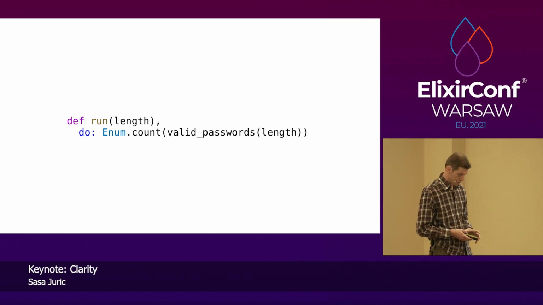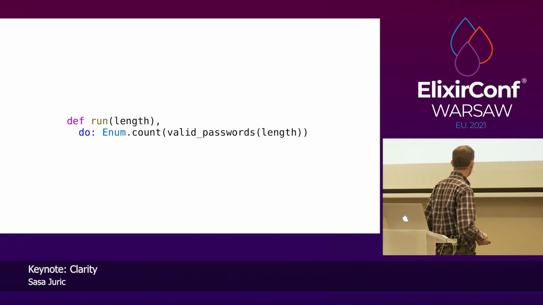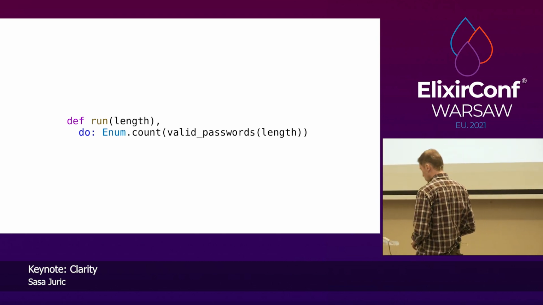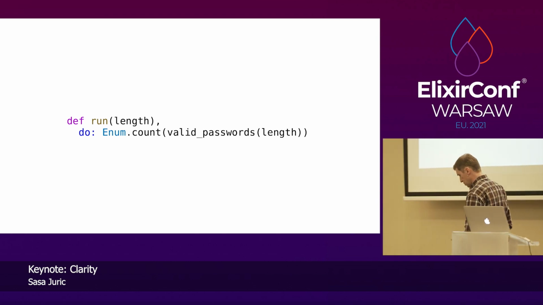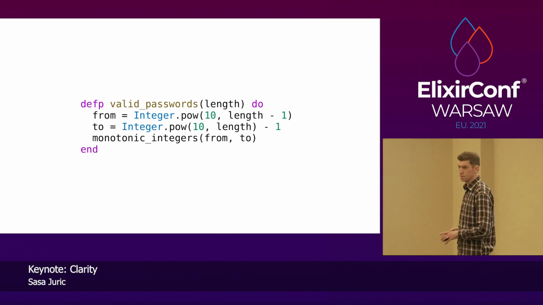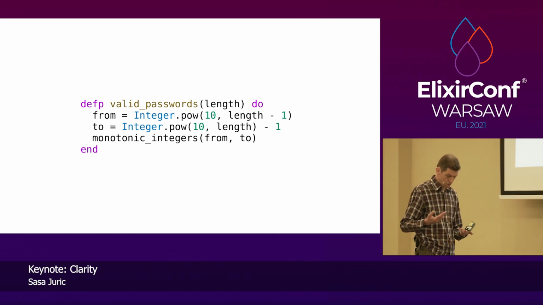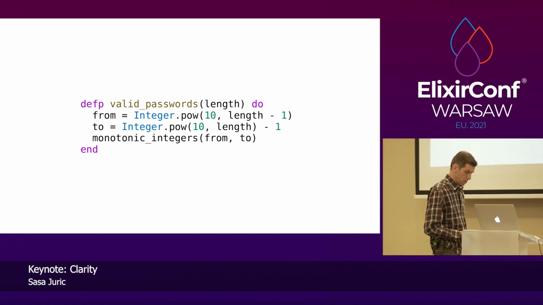The idea of passwords and validity is simply not communicated at all. You know, one line in, we already immediately know it. So what are valid passwords of the given length? We take the lowest or the smallest integer of the given length and the largest one. So for example, if length is 3, that would be 100 and 999. And then we get monotonic integers in the given range.